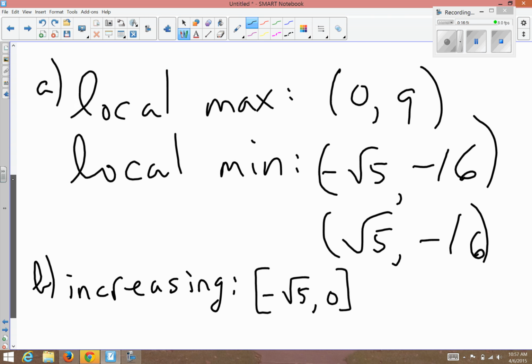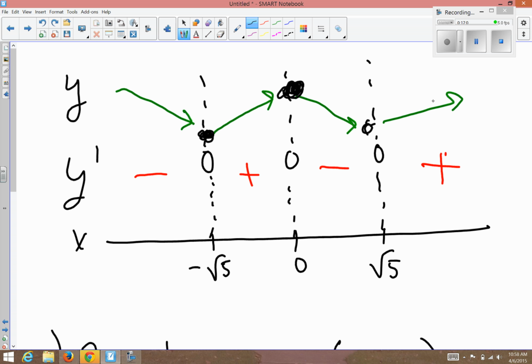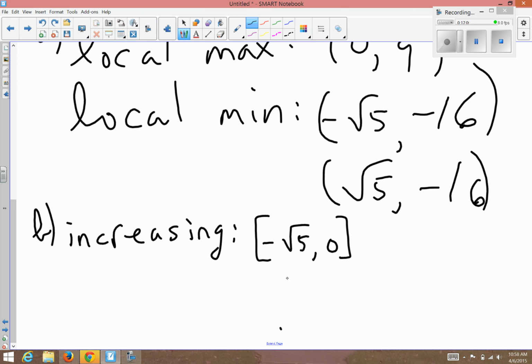That's not the only interval we're increasing. We also have here, increasing here. When I say here, I mean from radical 5 all the way to infinity. And I have a mistake because I'm supposed to use a square bracket. Radical 5 to infinity always gets round. That's the answer to part B. Those are the intervals where the function is increasing. I just look for where the green arrows were pointing up, increasing.